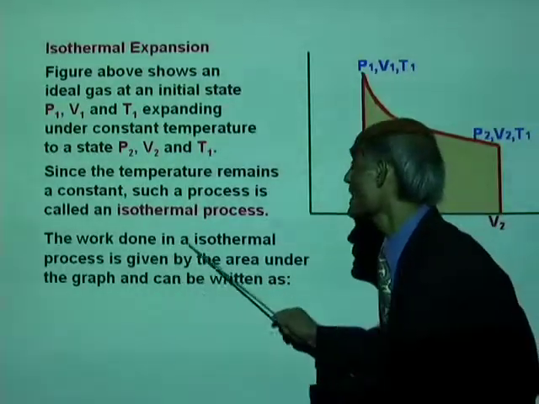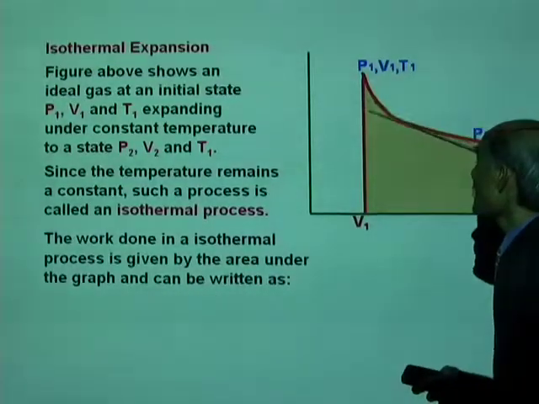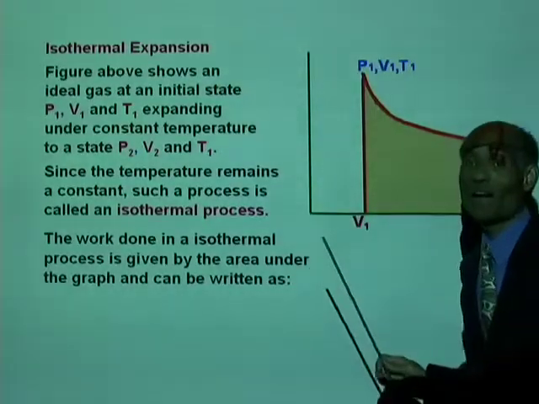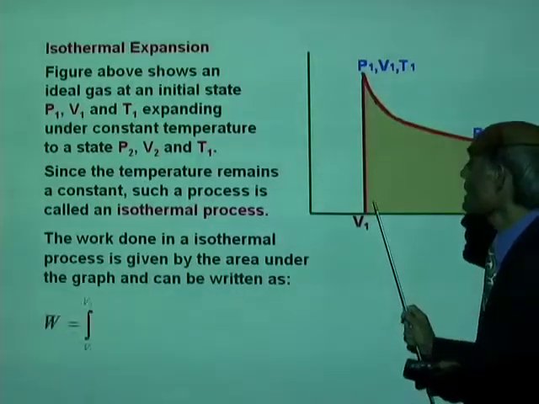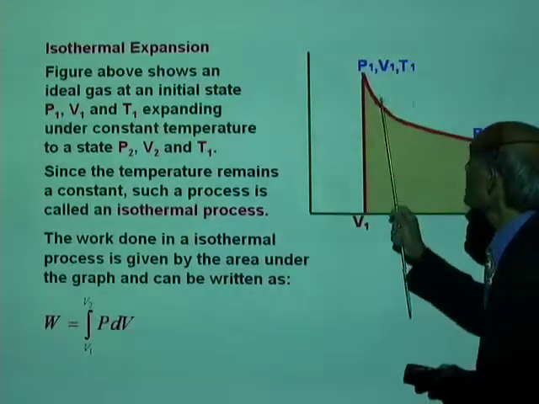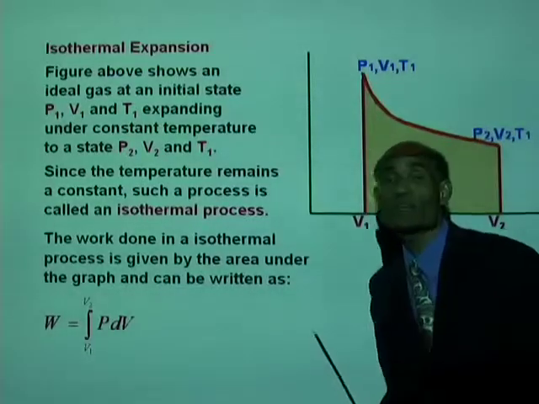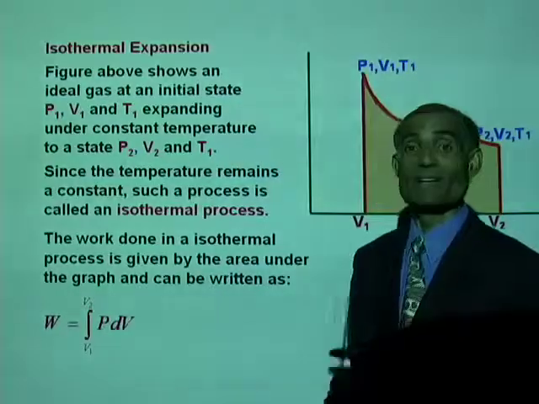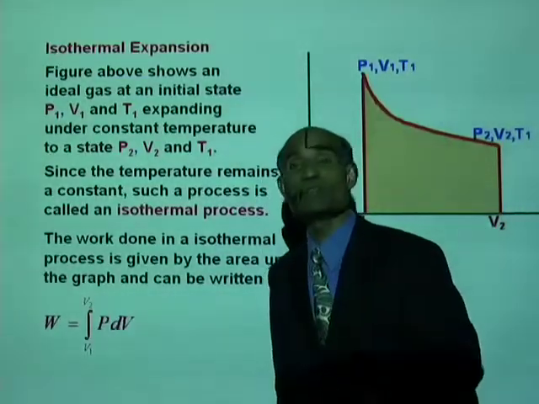The work done in an isothermal process is given by the area under the PV diagram, and I can write it as, how can I write it? It will be integral V1 to V2 of PdV. Well, the same equation. Work done is integral V1 to V2 of PdV.